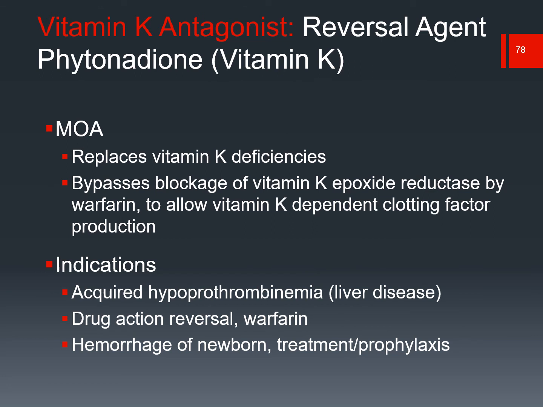Typically, when we talk about reversal agents, we're talking about antidotes to overdosing our drug, and they generally bind to that active drug to render it inactive. In this case, however, when we talk about our reversal agent for our vitamin K antagonist warfarin, we're actually talking about vitamin K. And we know that warfarin works by blocking the reduction of vitamin K to its active form. And here, when we give vitamin K, we're overcoming that mechanism by just introducing more vitamin K into the system. This can be used for a multitude of reasons. However, in this case, we're using it as a reversal agent for overcoming the effects of the warfarin.